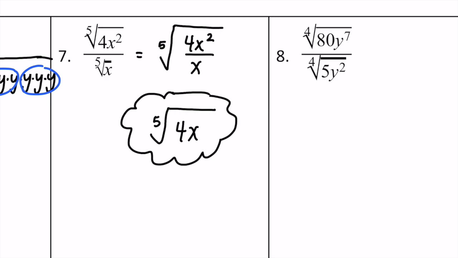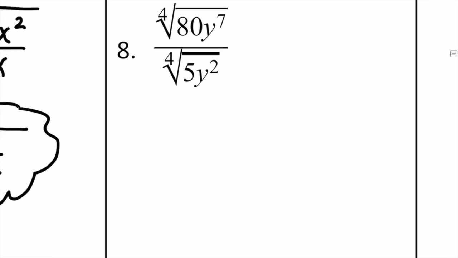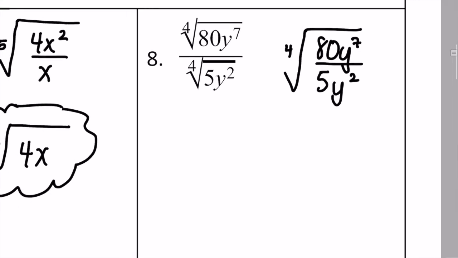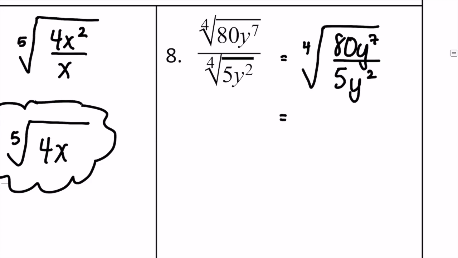For number 8, I have the same situation, I have the same root on the top and the bottom. So I can simplify this to be the 4th root of 80y to the 7th power divided by 5y squared. And then I'm going to just simplify what's inside of that 4th root. So I have the 4th root of 80 divided by 5, which is 16. I have 16, and then y to the 7th power divided by y to the 2nd power is y to the 5th power.